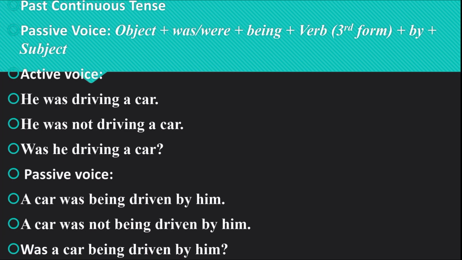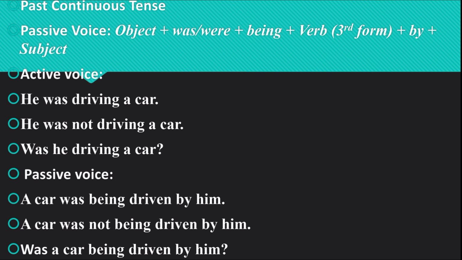Let's move to past continuous tense. He was driving a car. A car was being driven by him. He was not driving a car. A car was not being driven by him.